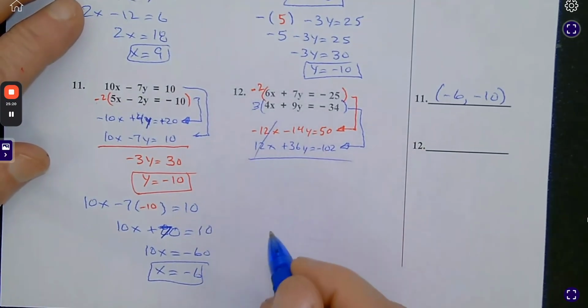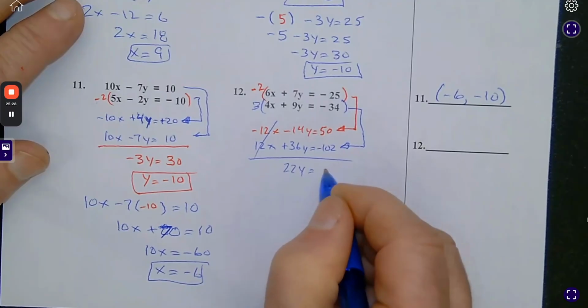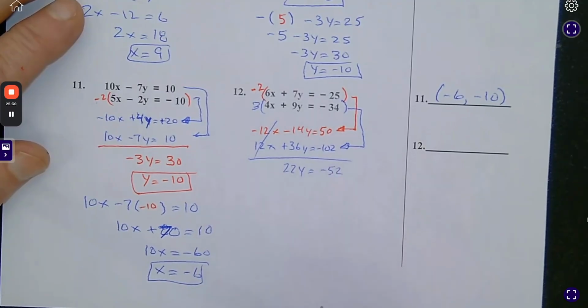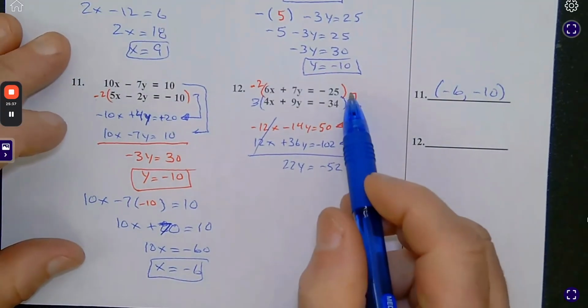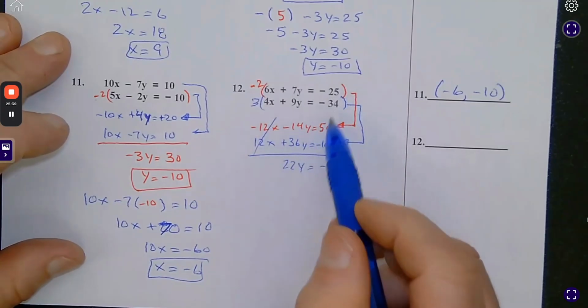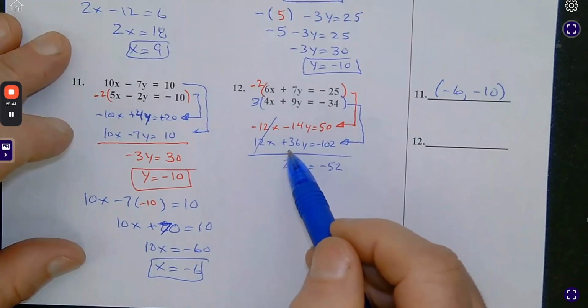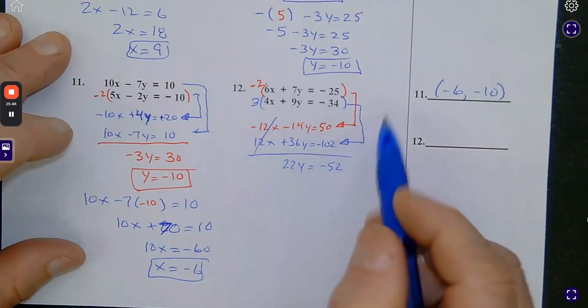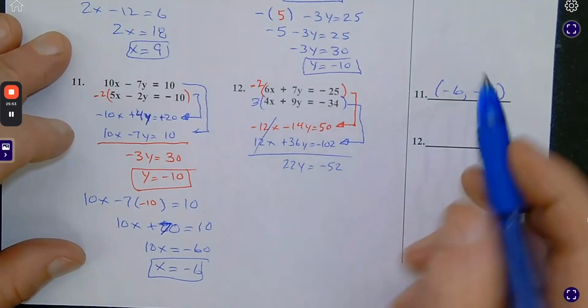This goes to 0. That's what I wanted. 22y equals -52. Something went wrong. That's 50. Okay, -12 plus 36 equals... Divide by 22, and it does not go into it well. What did I do wrong?